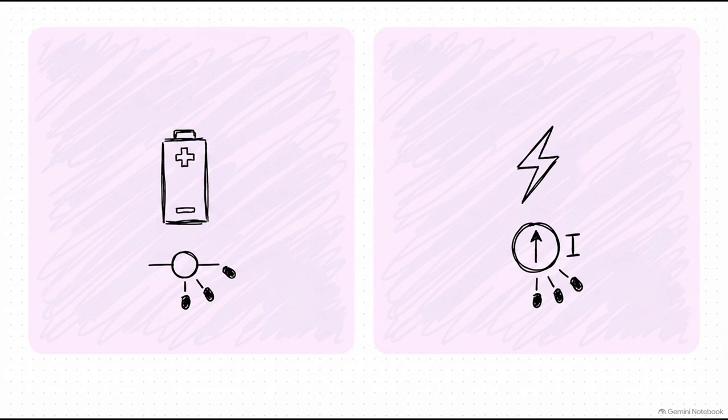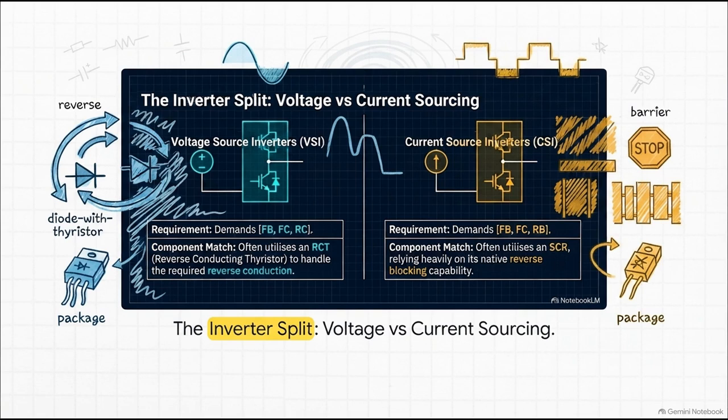Let's compare DC to AC inverters. If you're building a voltage source inverter, or VSI, your switches must support forward blocking, forward conduction, and reverse conduction to manage reactive loads. But the second you swap to a current source inverter, a CSI, you don't need reverse conduction anymore. Instead, your switches absolutely must have native reverse blocking capabilities. When you visually map out this divergence in state requirements, you see exactly why component choices shift so drastically.